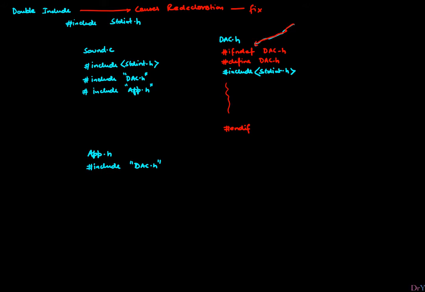This clause here is saying do not execute the following if DAC.h is already defined. And because DAC.h was not defined the first time, you went through all these statements. So it is now defined. The second time when you execute this one, you come in here and you immediately leave, because this one is true the second time.